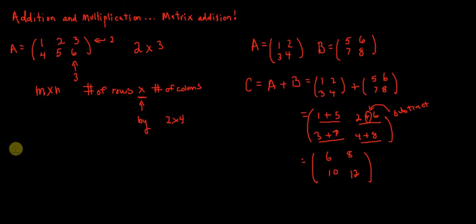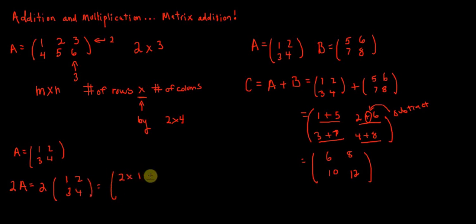Let A be a matrix defined as, once again, 1, 2, 3, 4. Say we want to find 2A. This could be done by writing 2 times the matrix A, which is equal to the matrix of 2 times 1, 2 times 2, 2 times 3, and lastly 2 times 4, which comes out to be 2, 4, 6, 8.